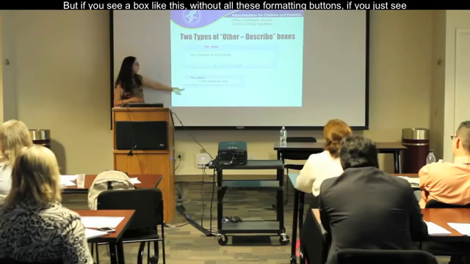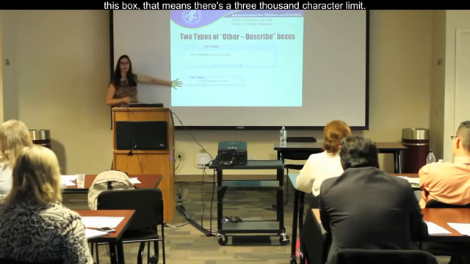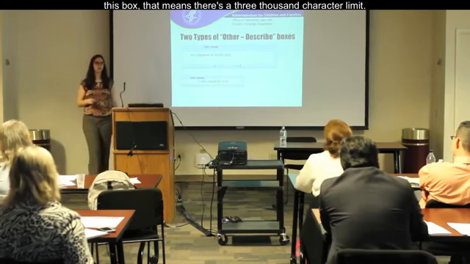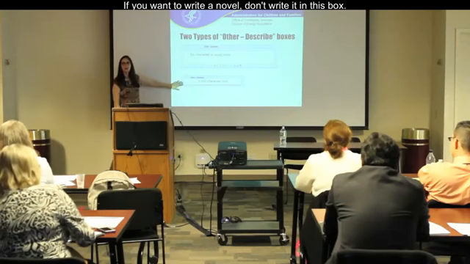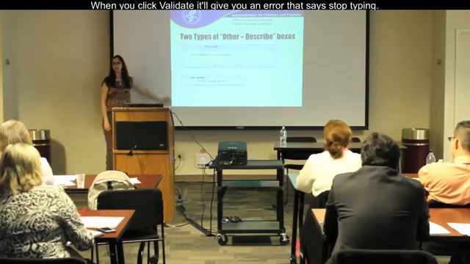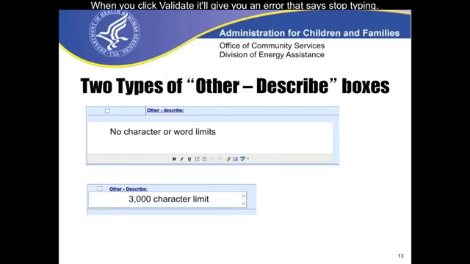But if you see a box like this, without all these formatting buttons, if you just see this box, that means there's a 3,000 character limit. And a character is a word? No. A letter, a punctuation mark, or a space, right? So it's not 3,000 words, it's 3,000 characters. And I think Word has an option where you can count the number of characters for you. It's under word count. But be cognizant of that. If you want to write a novel, don't write it in this box. When you click validate, it'll give you an error that says stop typing. And then you'll be mad because you'll have to summarize. Or you can just click the attachments button. Paperclip.